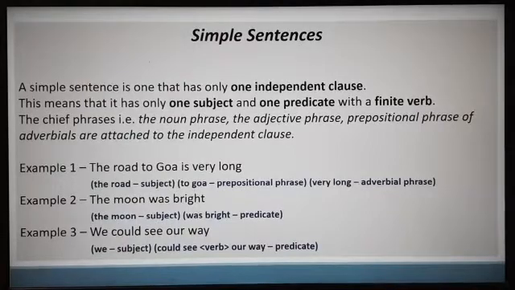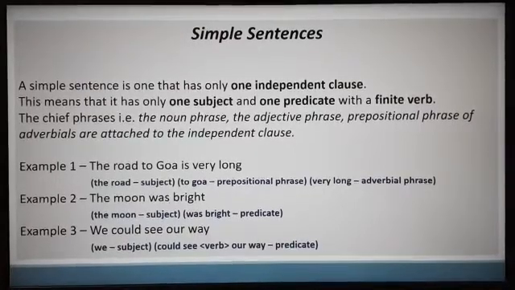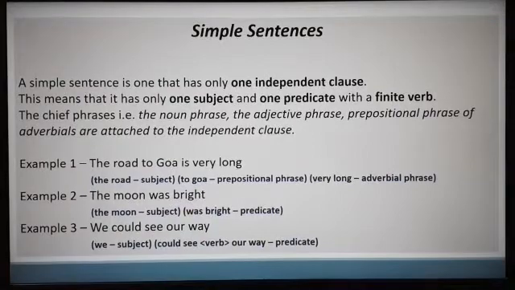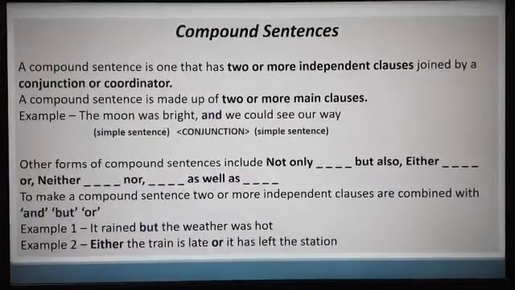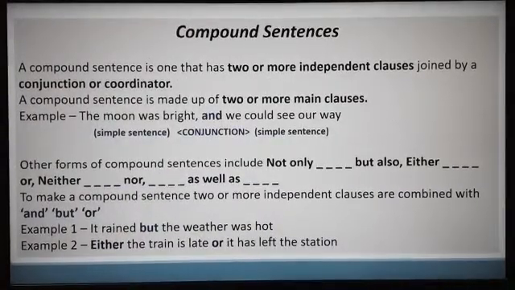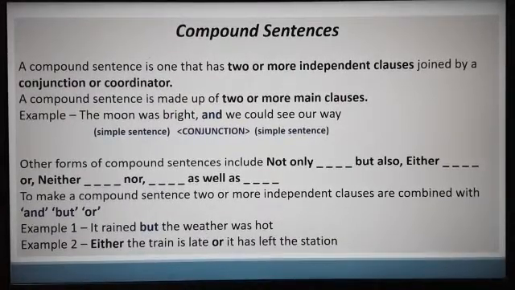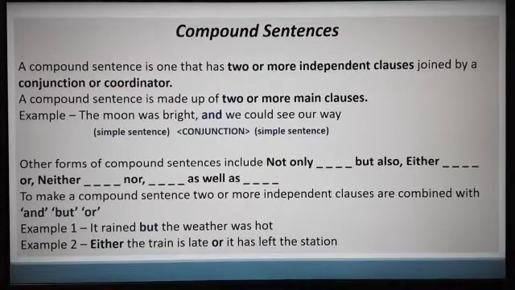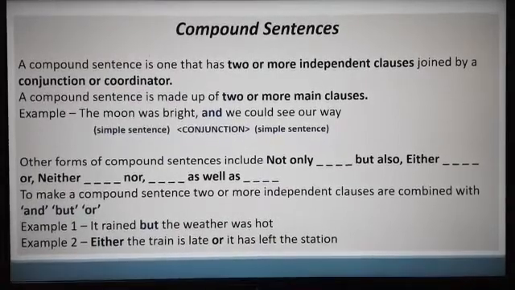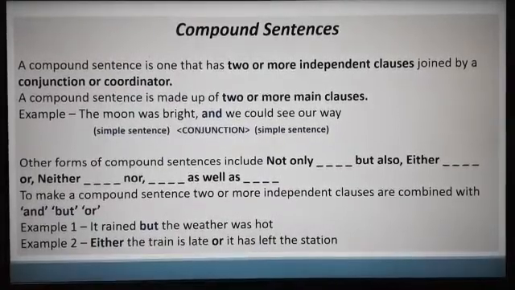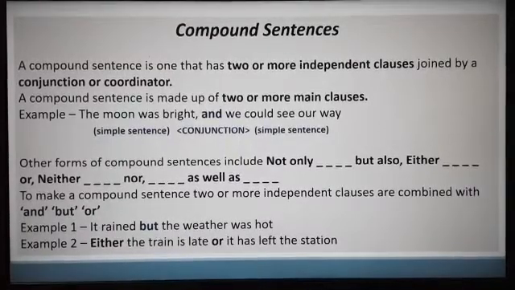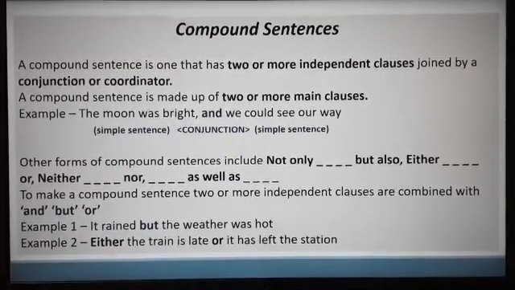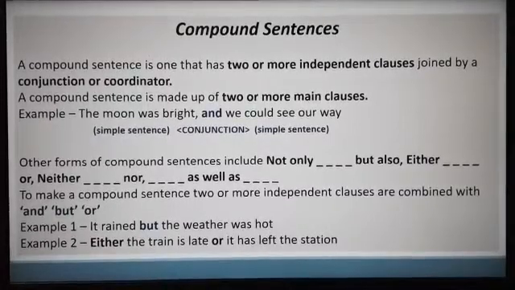Now, if you understand the simple sentence properly, you are able to understand what compound sentences are. A compound sentence is one that has two or more independent clauses, or you can say two or more independent sentences joined by a conjunction or a coordinator. Both the sentences are independent and meaningful by themselves. A compound sentence is made up of two or more main clauses. So both the sentences are termed as main clauses.